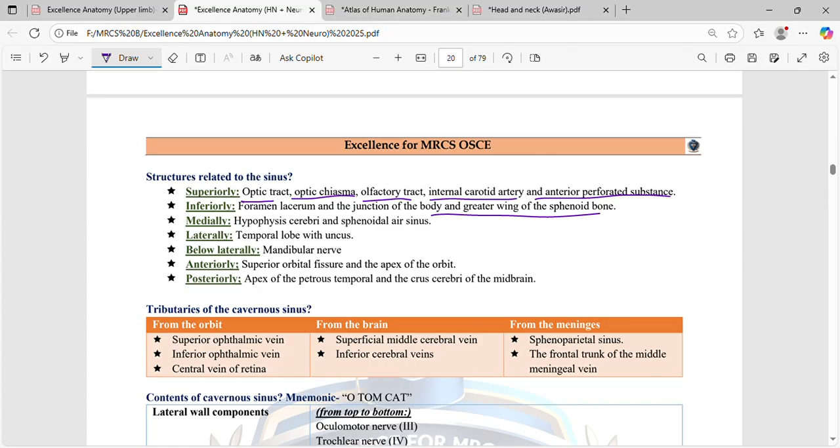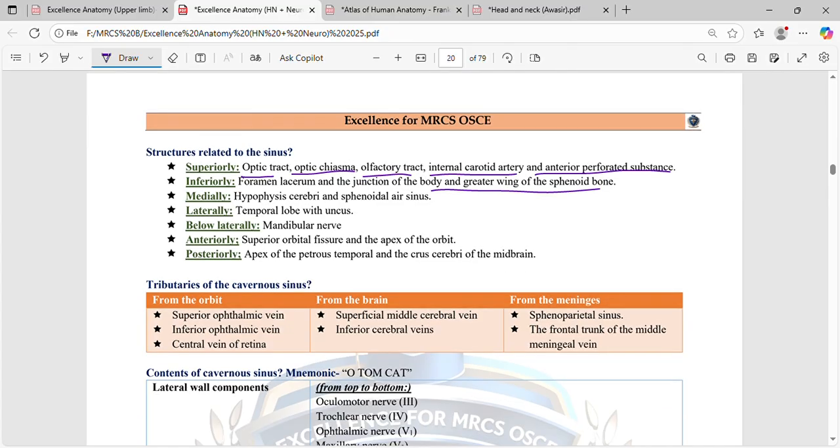Tributaries: from the orbit it receives the superior ophthalmic vein and inferior ophthalmic vein, and it also communicates with the facial vein. That's why the facial vein can cause transmission of infection and thrombosis of the cavernous sinus, and the central vein of the retina. From the brain it receives the superficial middle cerebral vein and the inferior cerebral vein, and from the meninges it receives the sphenoparietal sinus and the frontal trunk of the middle meningeal vein.